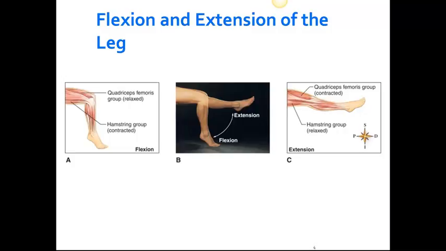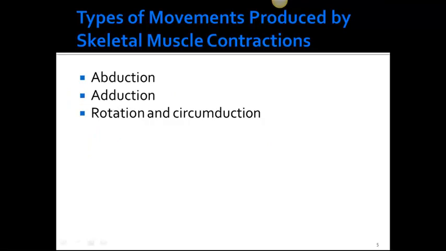This slide shows the flexion and extension of the leg. So in A, the quadriceps femoris group is relaxed and lengthened, and the hamstrings group is contracted. In B here we have extension where our leg is straight, the angle is maximized, and flexion where the knee is bent and the angle is decreased. In C we have the extension version where the quadriceps femoris group is contracted and the hamstrings group is relaxed.